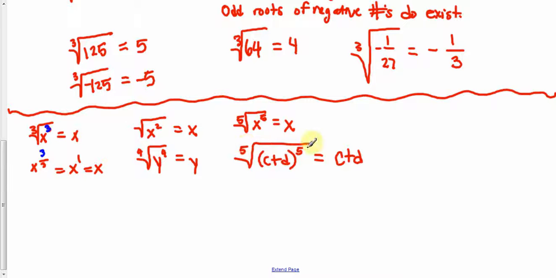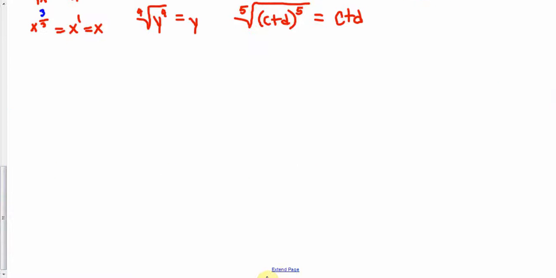So the 5 divided by the 5 would give you the 1, and that's why you would just have whatever was underneath there. Now, with all that being said, we have to add a little something to this.